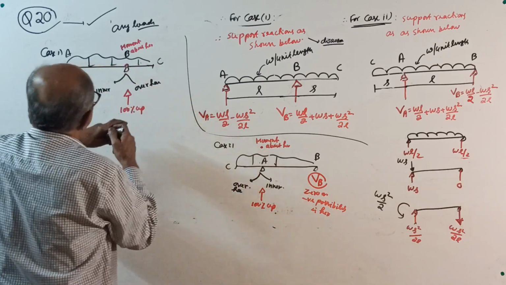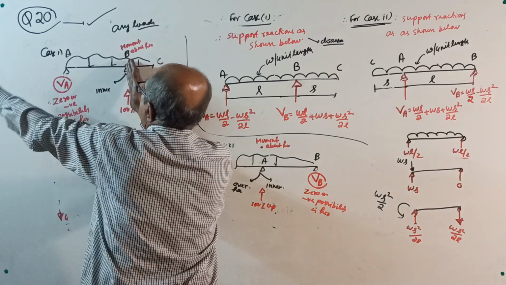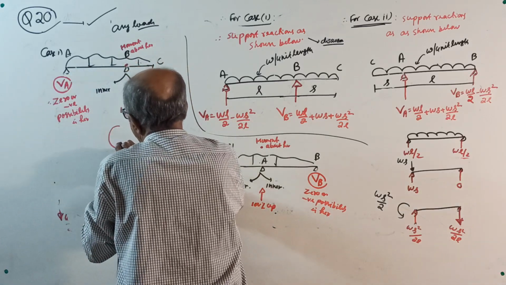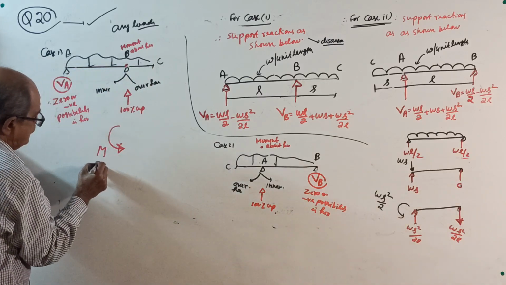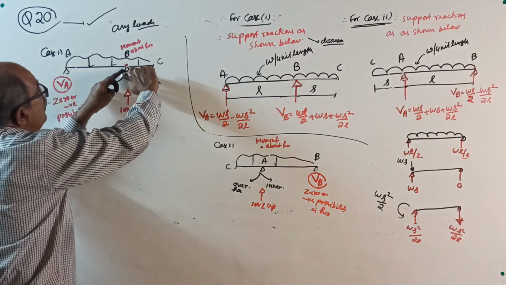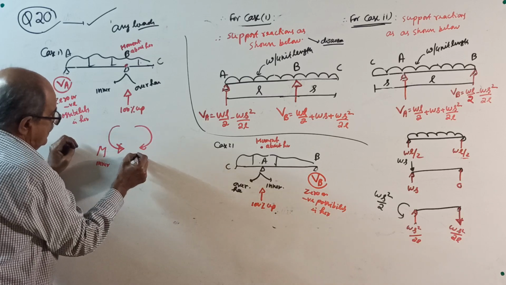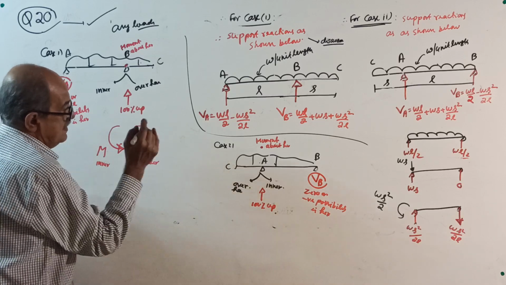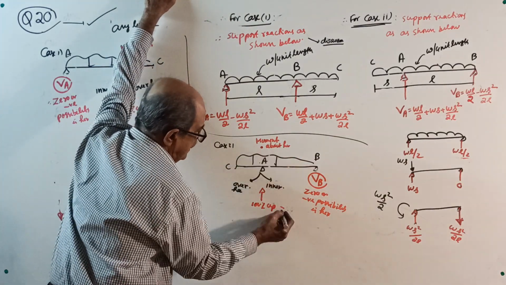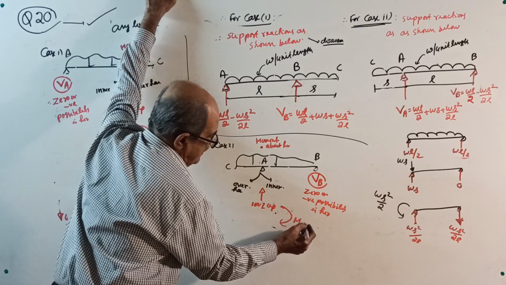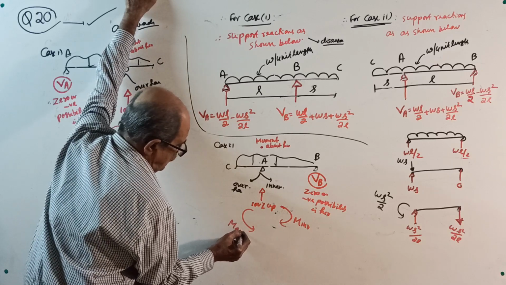See here. Now, when you take moment about B, loading on AB will produce anti-clockwise. This is M from inner side. Inner side. Loading on overhang will produce clockwise, M overhang. Here, see here. Loading on the inner side will produce moment about B, M inner. Loading on overhang is this way, M overhang.